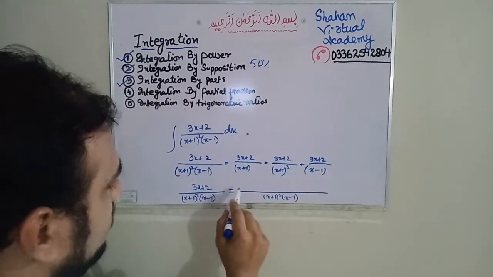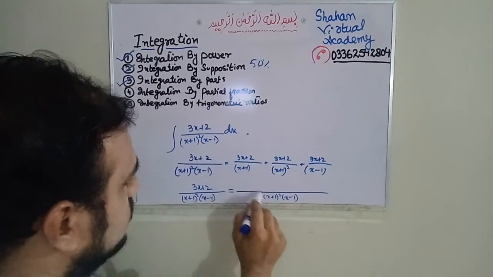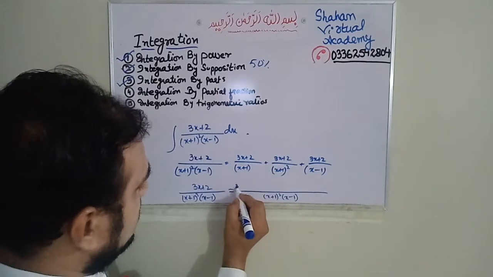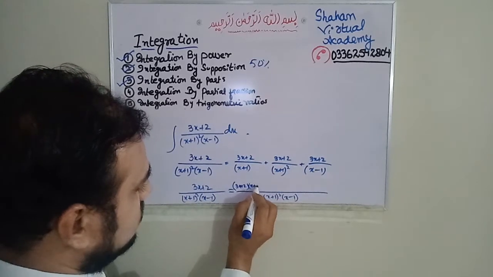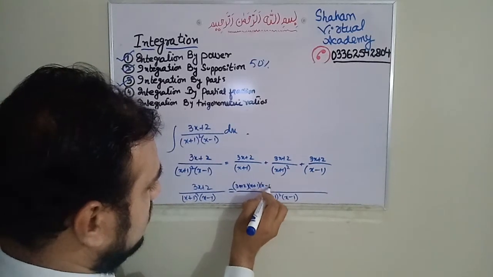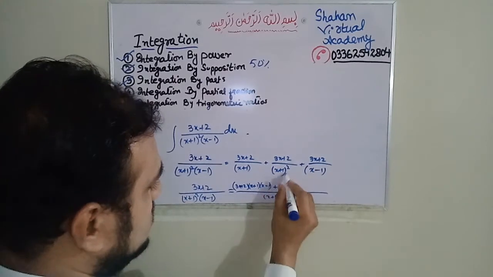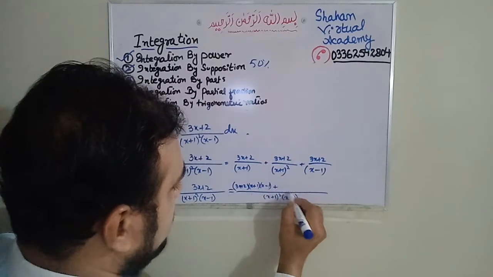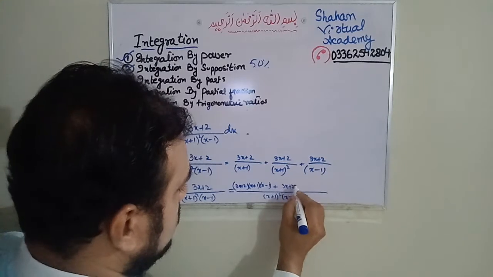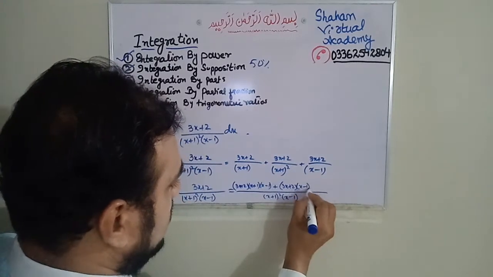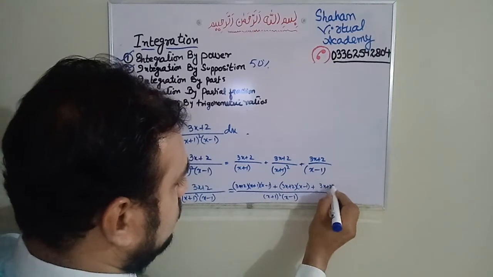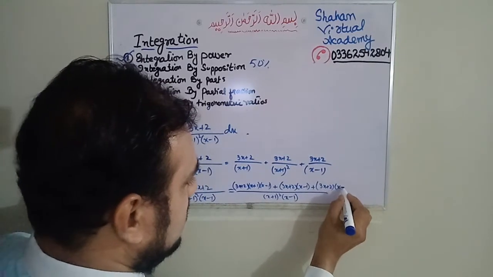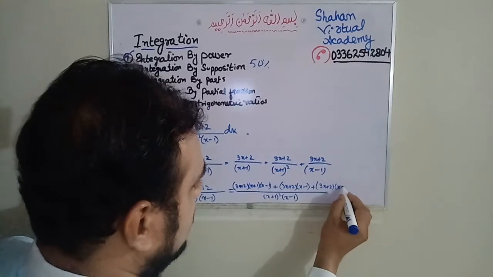So when this goes to this, it becomes 3x plus 2 over (x plus 1)(x minus 1). When this goes to this, so x minus (x plus 2)(x minus 1). When this goes to this, 3x plus 2 becomes the x minus (x plus 1) whole square.